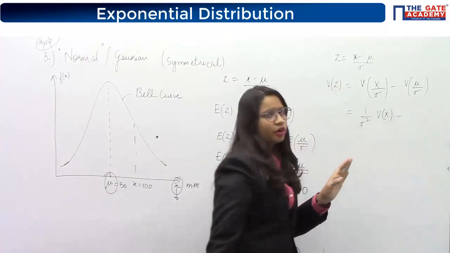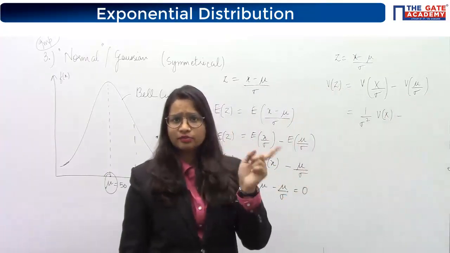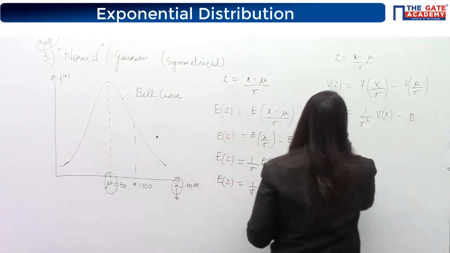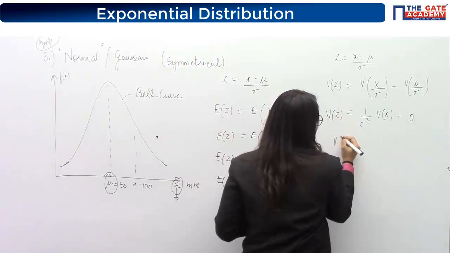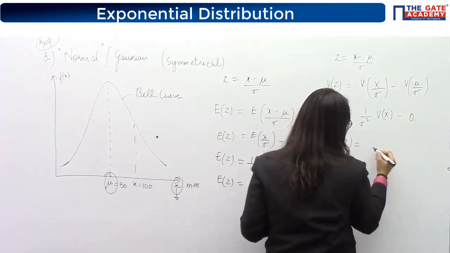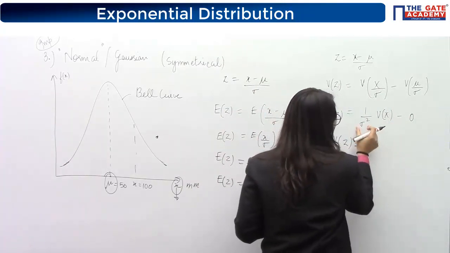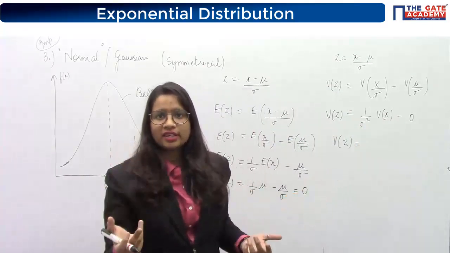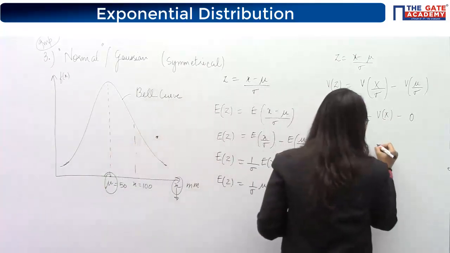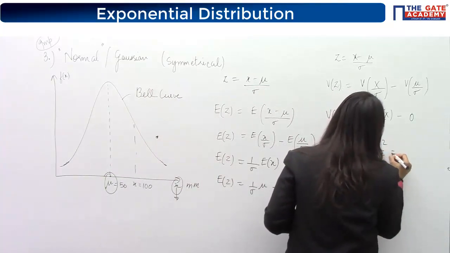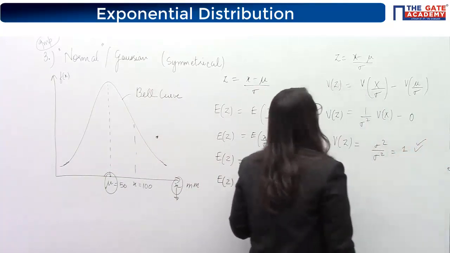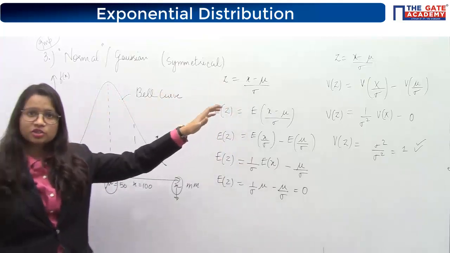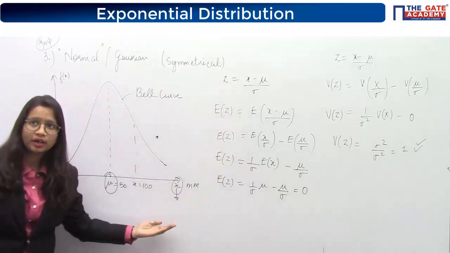And what is variance of a constant? Again turn the pages if you don't remember. Variance of constant is 0. So it is 0. This is variance of z. Variance of z is variance of x by sigma square. Now sigma was the standard deviation for x, so variance of x will be sigma square. So it will be sigma square by sigma square, that is 1. So again this proves that this is the required equation to standardize this particular x.